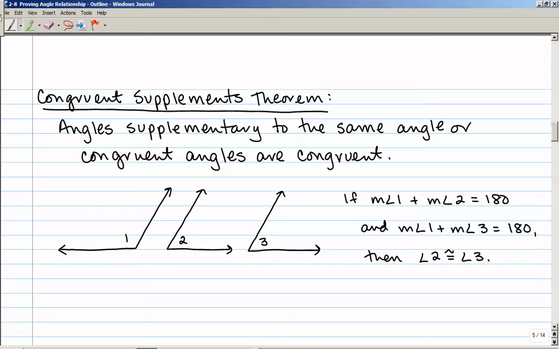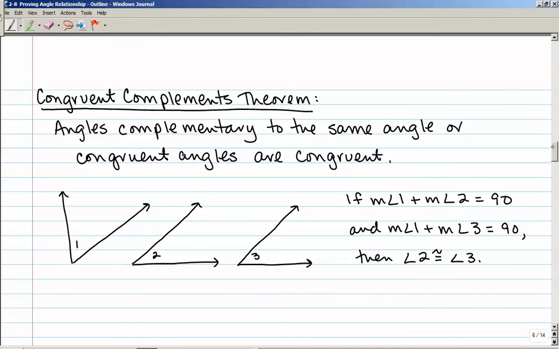The congruent supplements theorem. Angles supplementary to the same angle or to congruent angles are congruent. What this is saying is if angle 1 and angle 2 are supplementary, and if angle 1 and angle 3 are supplementary, then angle 2 is congruent to angle 3. If 1 and 2 add up to 180, and 1 and 3 add up to 180, then 2 and 3 must be the same.